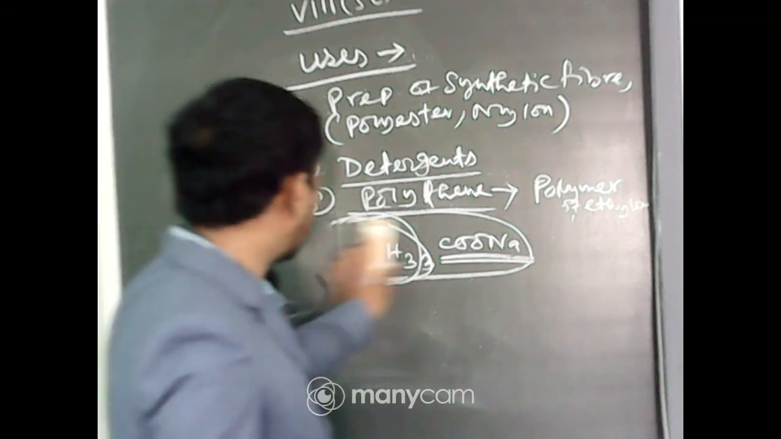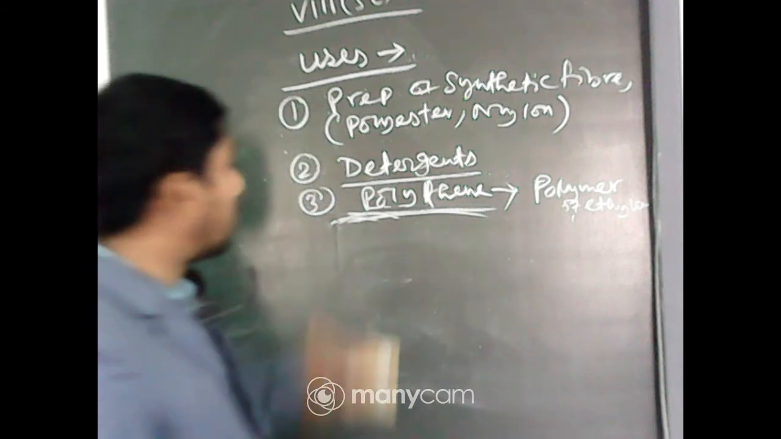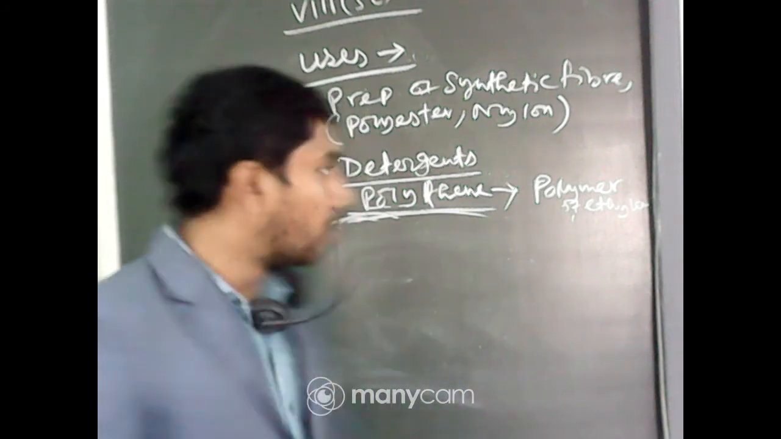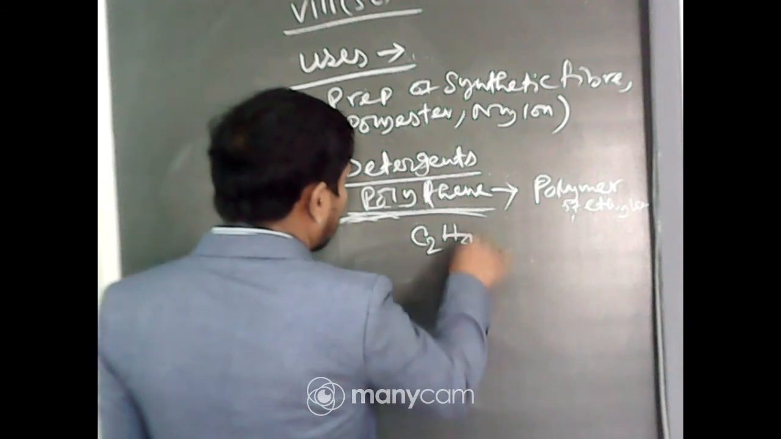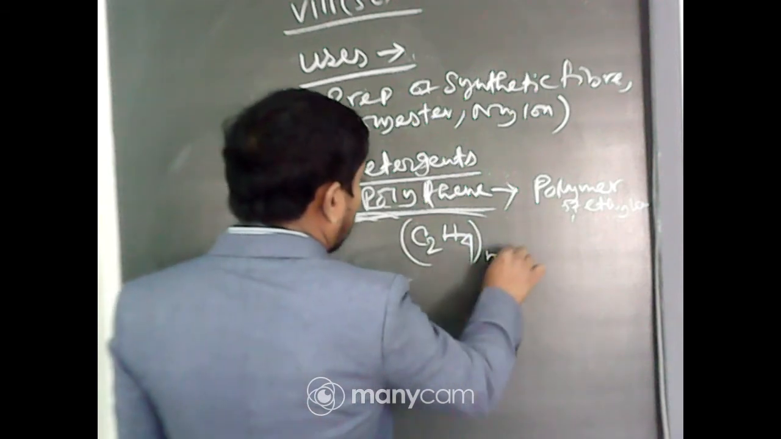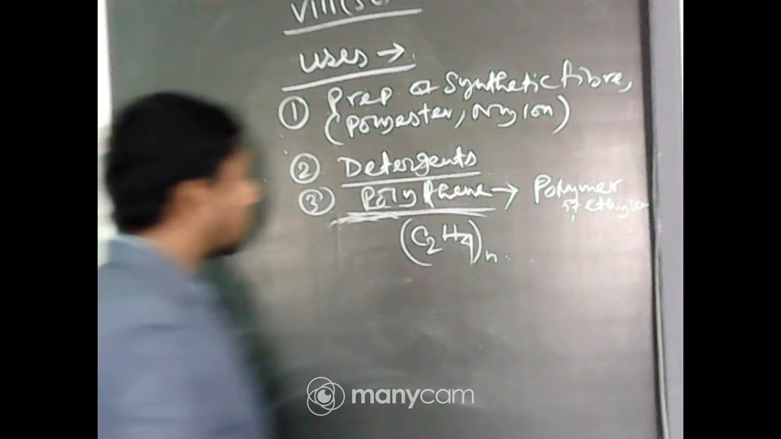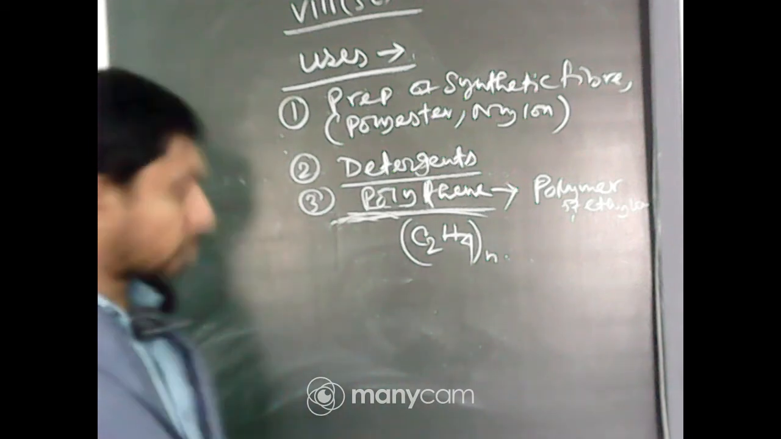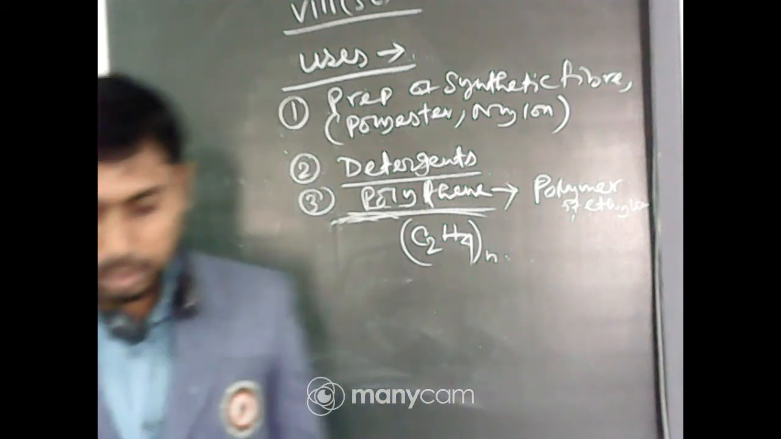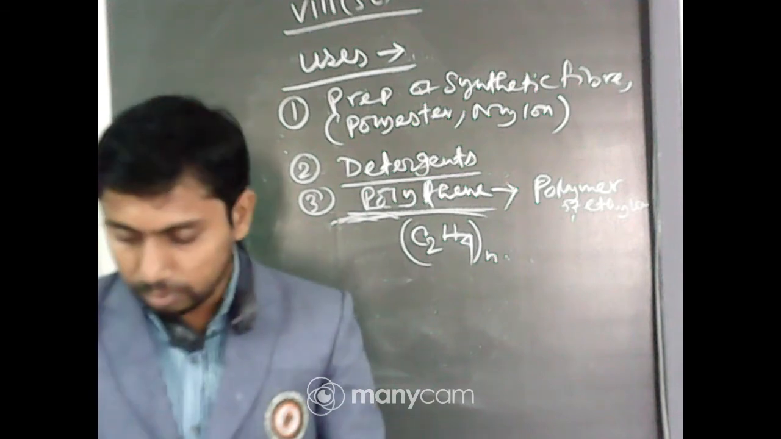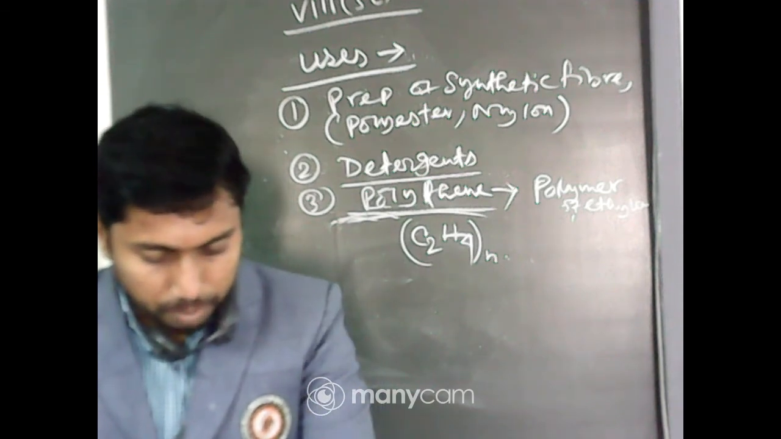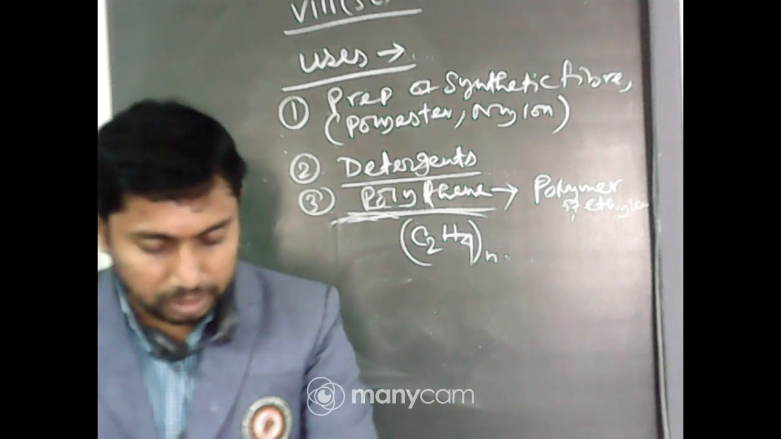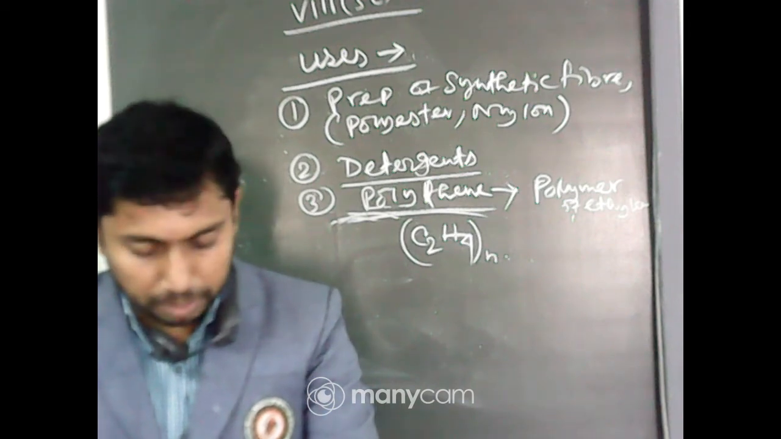C2H4, yes, it is the monomer of polyethylene. Now how is polyethylene represented? Polythene. Next one, another one, that is polythene or man-made plastic.